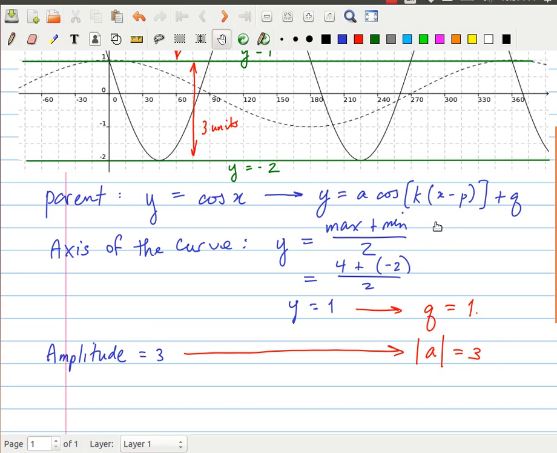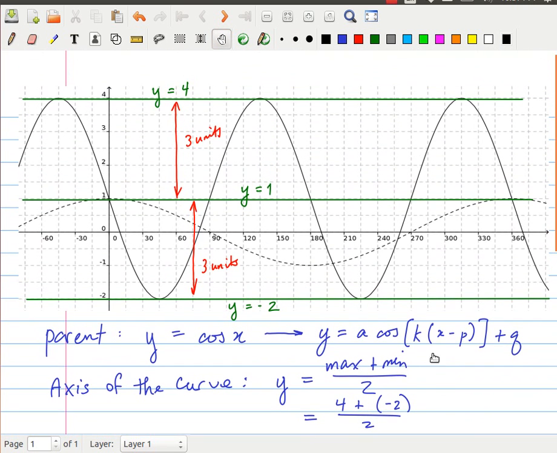So those are pretty easy to pull off of here. What else can we get from this? Well, the next thing we're going to look at is going to be the period. So looking at the period, let's refresh our memories once again.